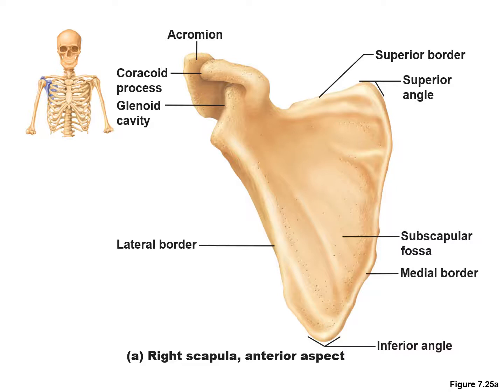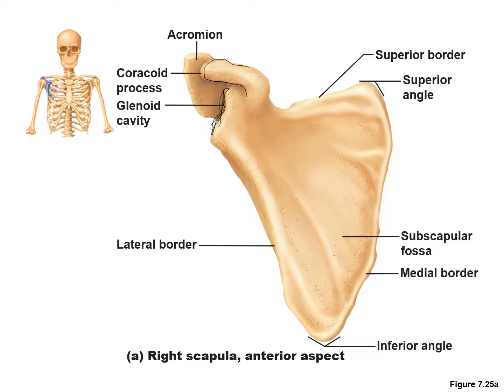So this is going to be the anterior view of the scapula. If we are looking at the scapula from the front, this is what it would look like. This is the area known as the glenoid cavity. What bone actually fits into this cavity again? That would be the humerus. So the head of the humerus, which is the arm bone, is going to fit into this glenoid cavity here. This is the coracoid process.